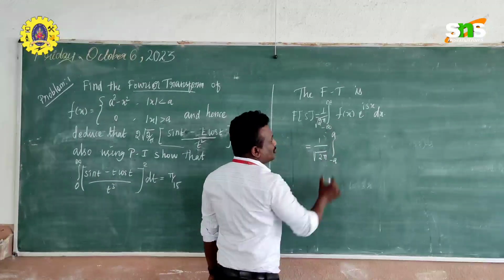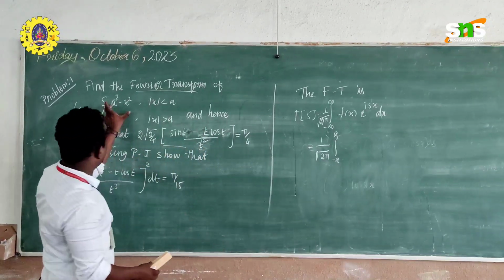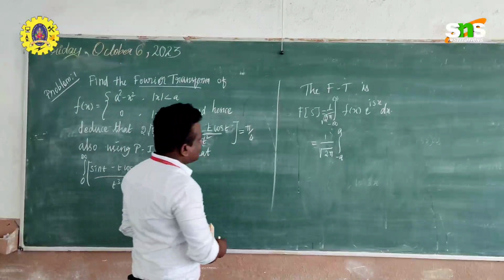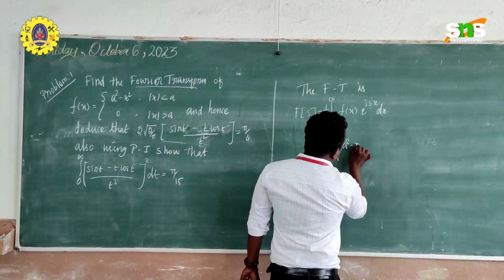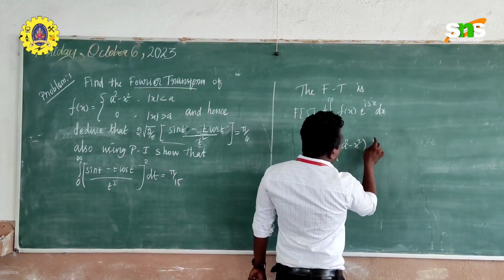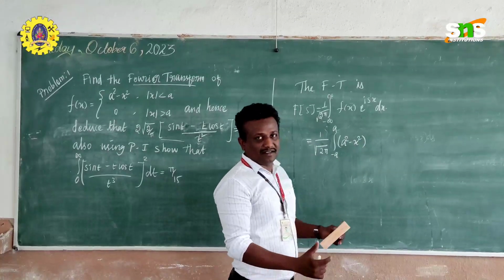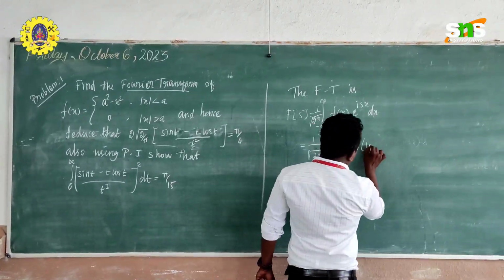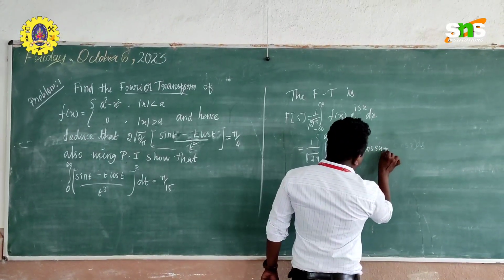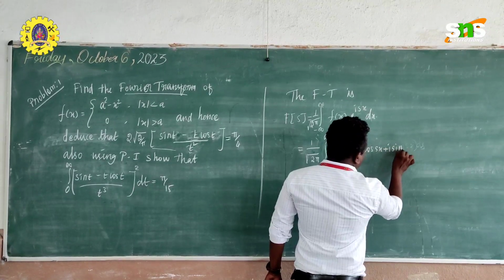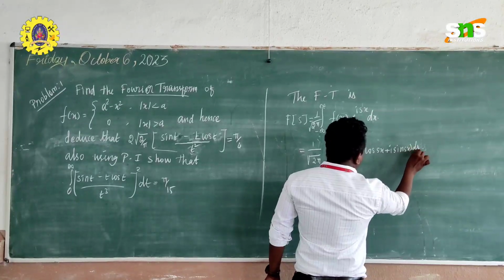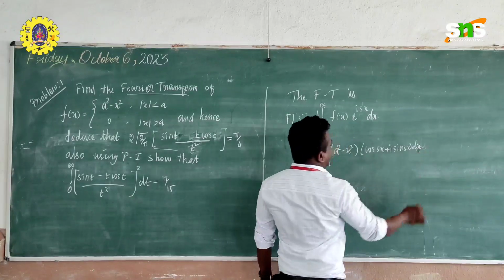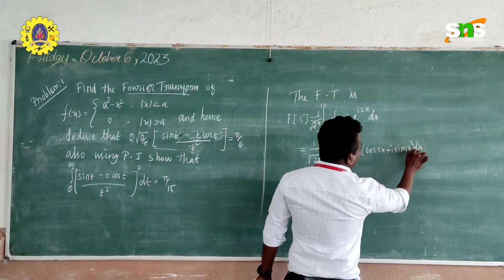Now just substitute what is f of x. That also they will give in the question itself, right? So f of x is what? It is a square minus x square. Now you just expand e power isx. E power isx is nothing but it is cos sx plus I sin sx. This is e power isx. Now into dx. Just close the bracket.